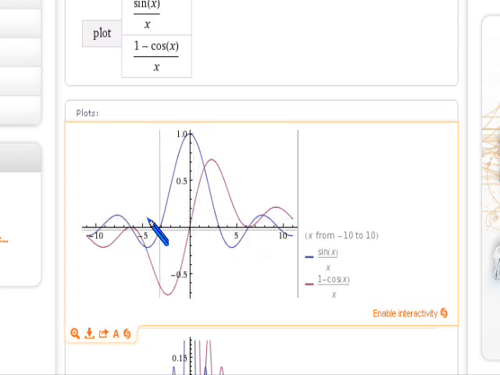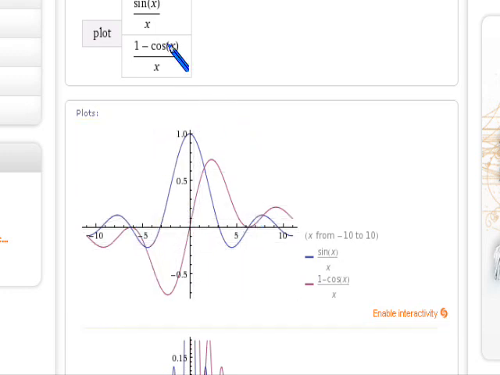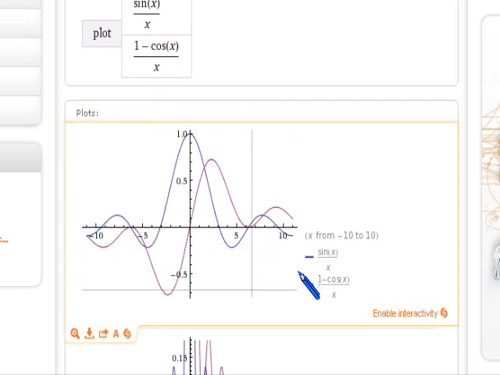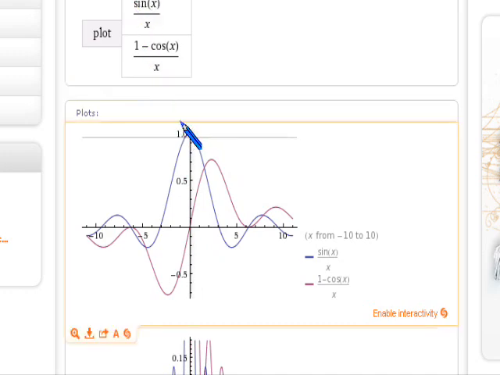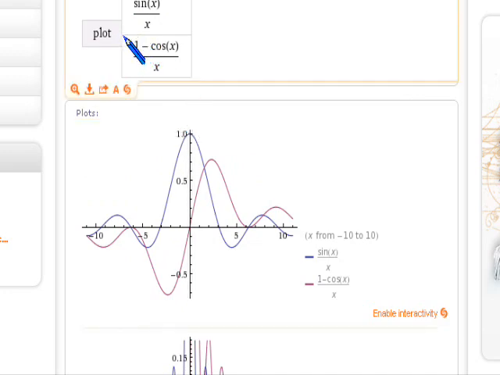Now let's look at the graph of 1 minus cosine x over x. This is the burgundy graph. As x approaches 0, you notice that the graph goes through 0. We obviously can see on these graphs that certainly the limit as x approaches 0 of sine x over x is going to be equal to 1, and we can see that in the blue graph. And then the limit as x approaches 0 of 1 minus cosine x over x is actually equal to 0.